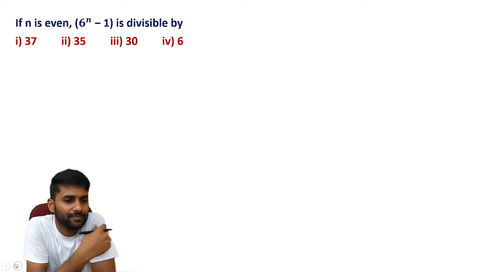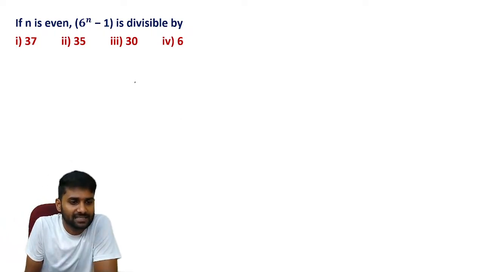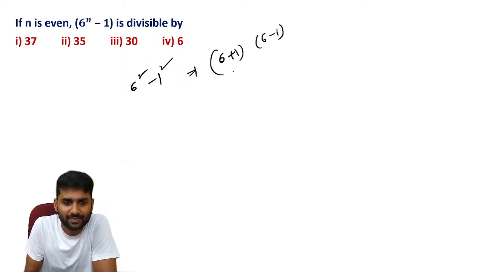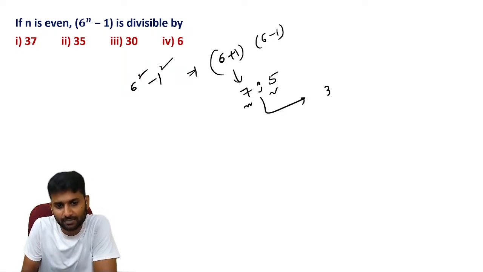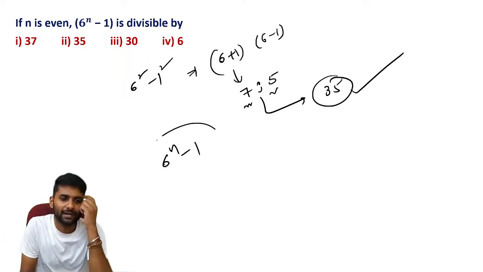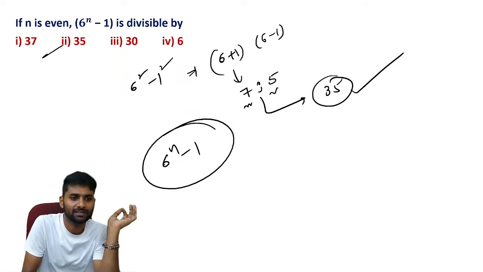Now see the question here. If n is even, 6 power n minus 1 is divisible by? Let's take that n is even, say 6 square minus 1. So 6 square minus 1 is all about a square minus b square. It is all about a plus b and a minus b. So here the number is exactly divisible by both 7 and 5. If any number is divisible by 7 and also by 5, then the same number is divisible by 35. It means here 6 power n minus 1, if you take n as an even number, is always divisible by 35.